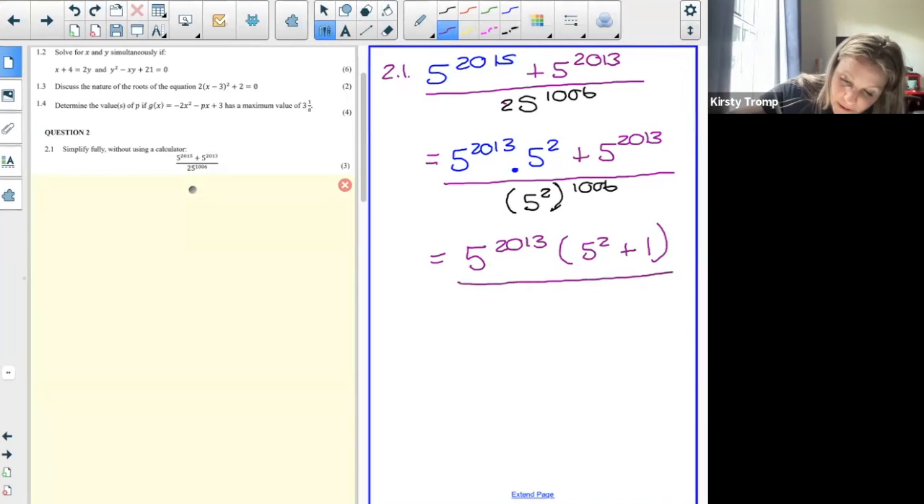Over on the bottom, I've got an exponent in the bracket and an exponent outside of the bracket. So I'm going to have 5 to the power of 2 times by 1006, which is going to give me 2012.